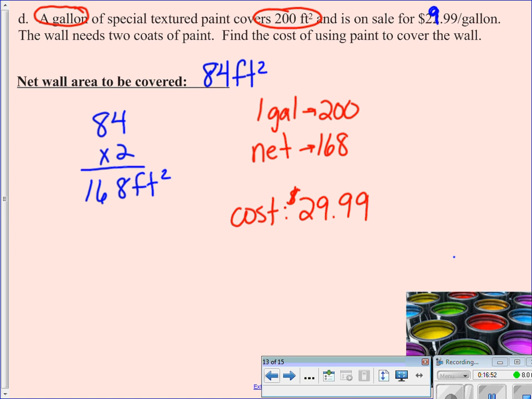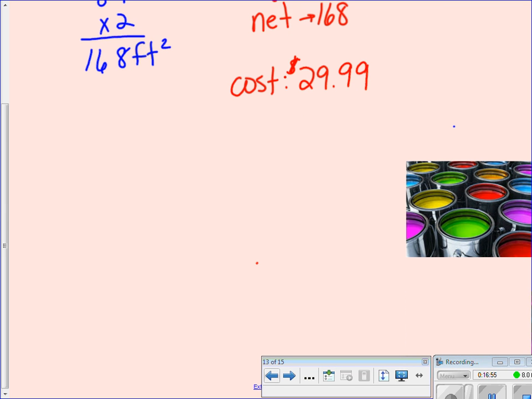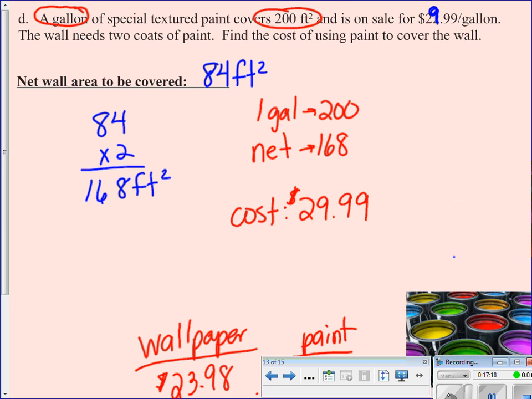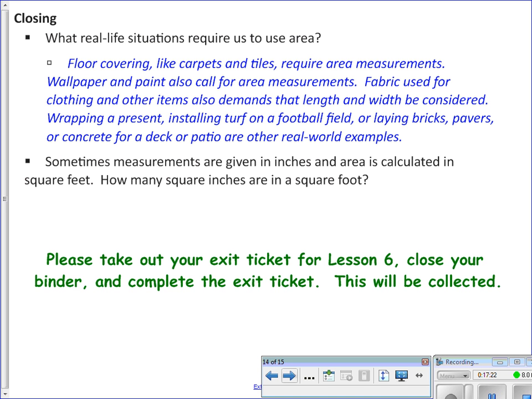But what was cheaper? What should we do? The wallpaper was how much? $23.98. So it would be cheaper to wallpaper. It would be cheaper to buy the wallpaper than to buy the paint. Okay, so this is an example of area using decomposition because we broke it apart in a sense, okay?